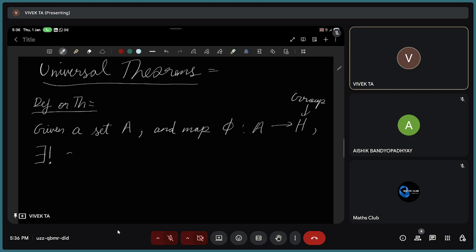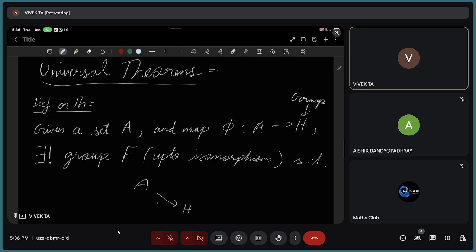There exists a unique group F, obviously up to isomorphism, such that the following diagram is commutative. So A to H is given by a map phi. Then there exists a unique group F such that this is true.